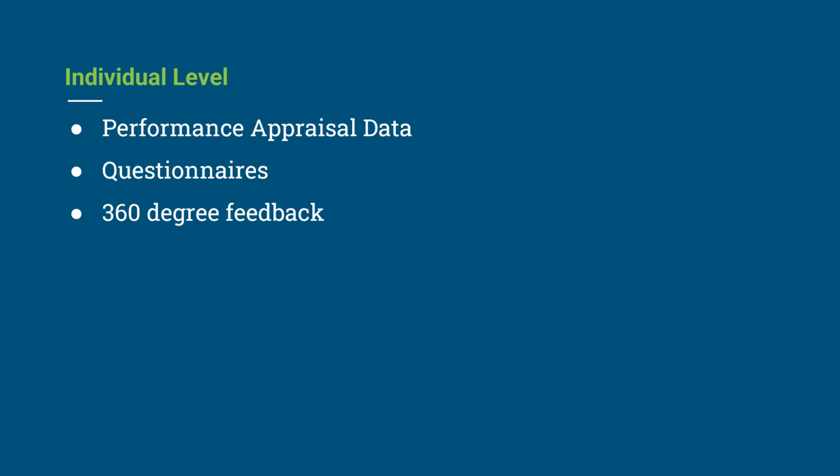Then 360-degree feedback means collecting feedback about an employee from their peer team, from the managers, from friends, family, etc. From all their surroundings, the management is collecting feedback. That is 360-degree feedback. So this data is mainly collected from the employees and the management in an organization.